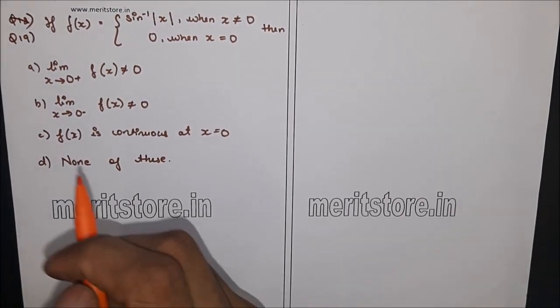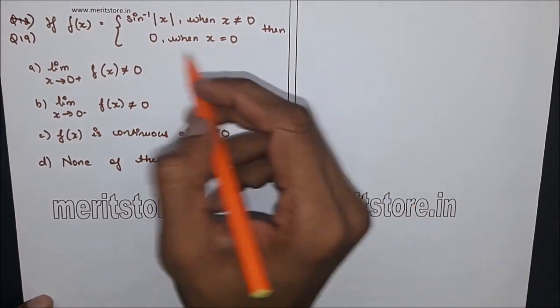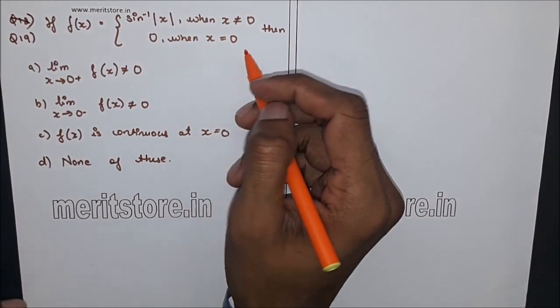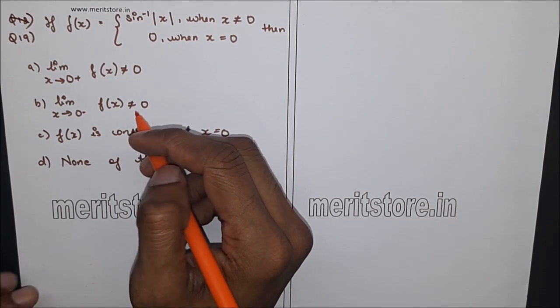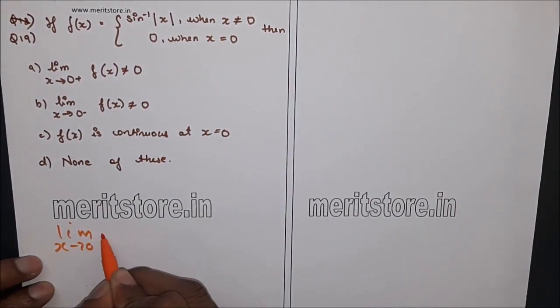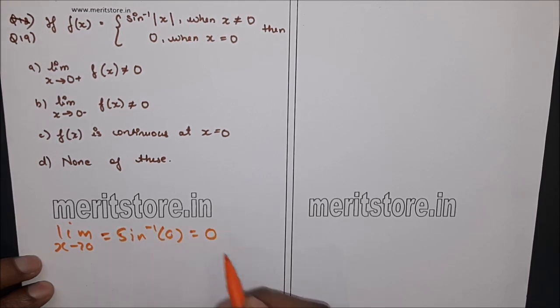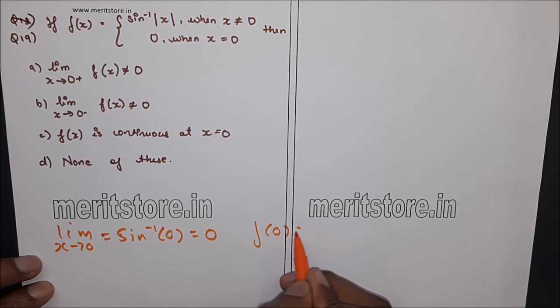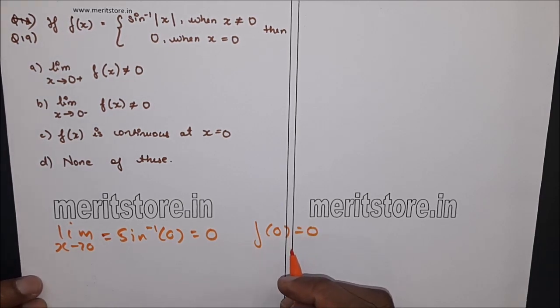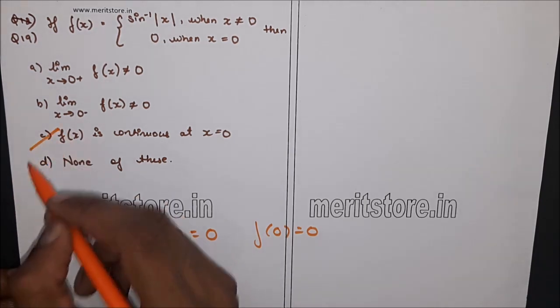Question 19, if f of x is equal to sine inverse of mod x when x is not equal to 0, and 0 when x is equal to 0, then we're given 4 options. For limit x approaches to 0 equal to sine inverse of 0, we get as 0, and for f of 0 we get as 0. Therefore f of x is continuous at x is equal to 0. So that is, we see option C is the correct answer.